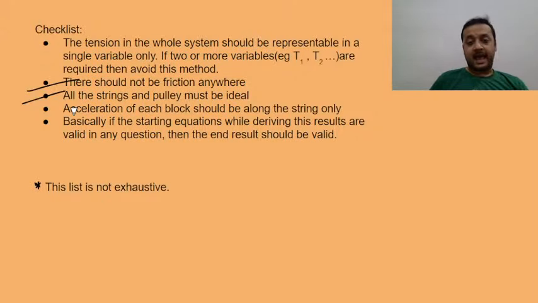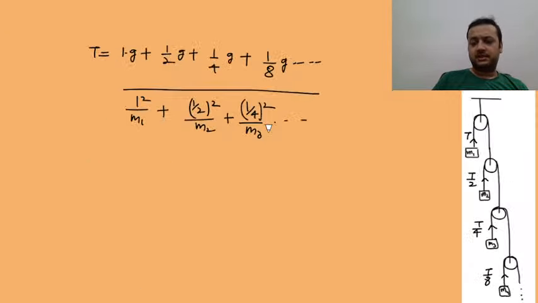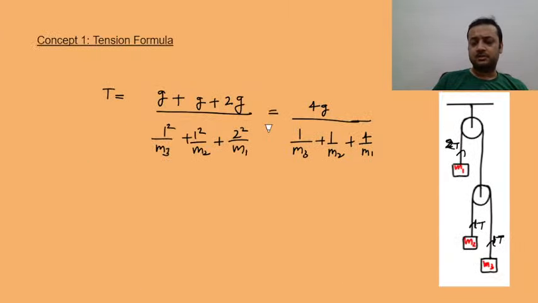Do remember this: acceleration of each block should be along the string only. This is a very, very important point. If you see all the cases, acceleration of each block was happening along the string. That means this block was accelerating along this string, this block was accelerating along this string, and this block was also accelerating along this string.